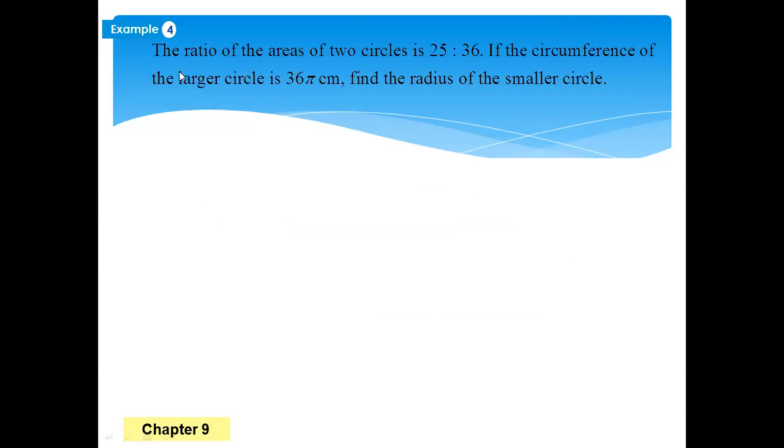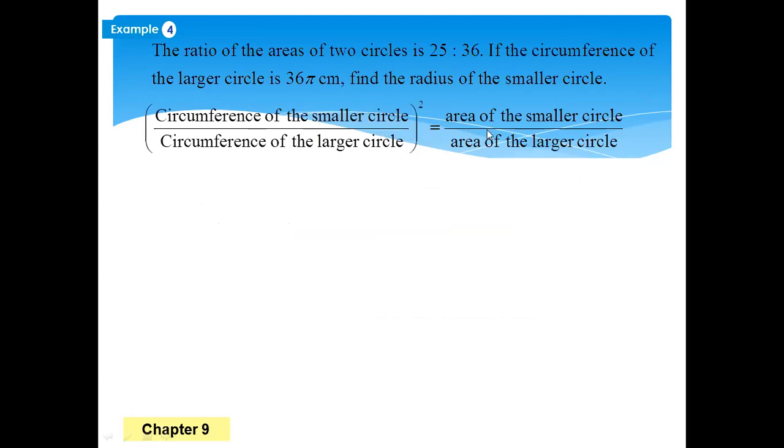The question. Ratio of areas again. This time 2 circles. And the circumference of the larger one is 36. Then the question asks you the radius of the smaller circle. As we did before, ratio of area is equal to the square of ratio of any length, the side, say as circumference.